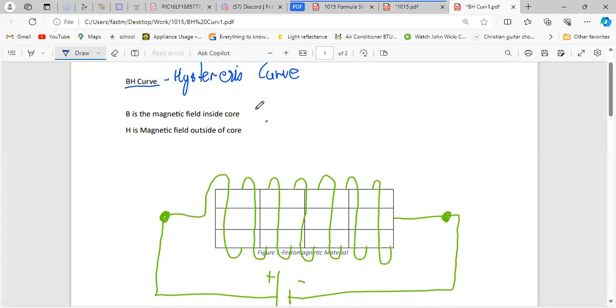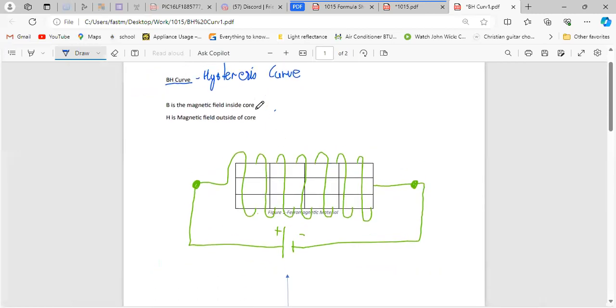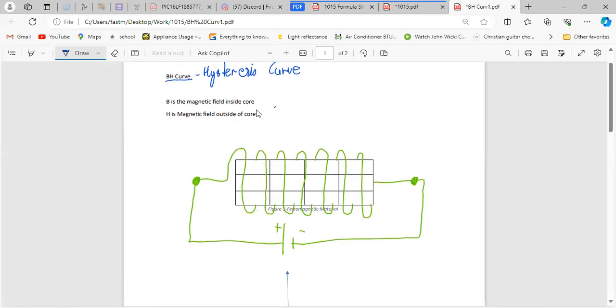All right, let's go and try to see how this works. B, as I said, is the magnetic field inside the core, so that is called B. And H is the magnetic field outside of the core. That is how it is noted. So let's go through this one. We have our core, which is the box inside. We have a coil, and we have a DC source.